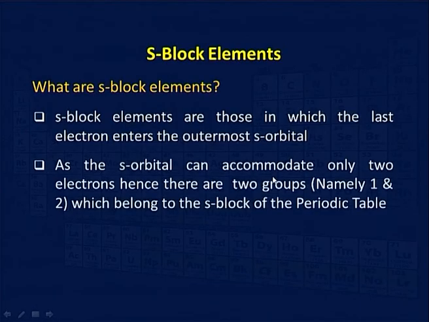They are classified as ns1 group and ns2 group. ns1 means there is 1 electron in the s orbital, ns2 means there are 2 electrons in the s orbital.